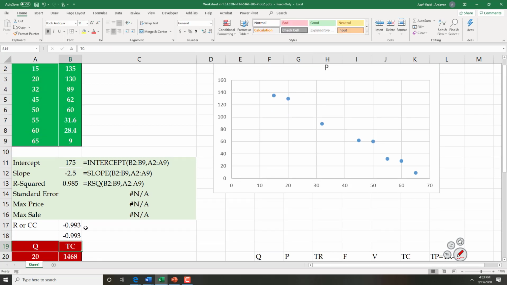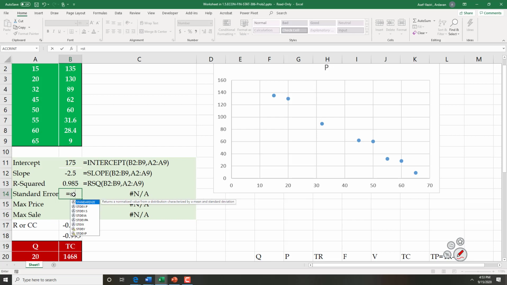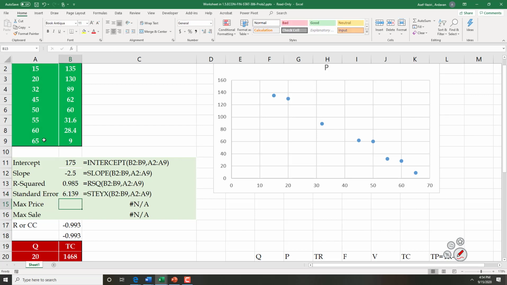And that will give me the same thing. Standard error is equal to STE of X and Y. And then again, what are your Y's and what are your X's? And that would be the standard error, or standard deviation of your forecast. Max price, obviously, is this one.